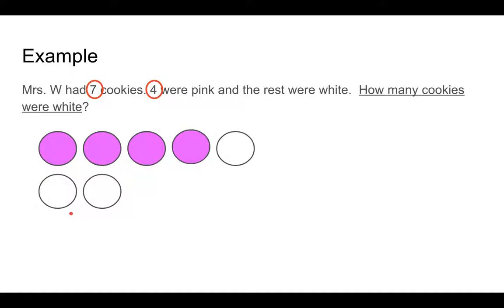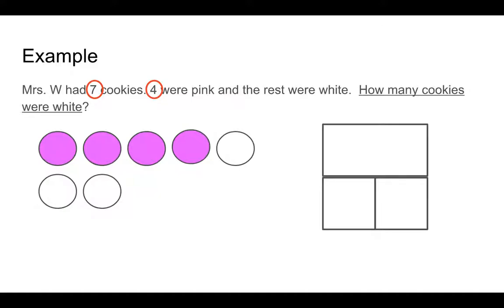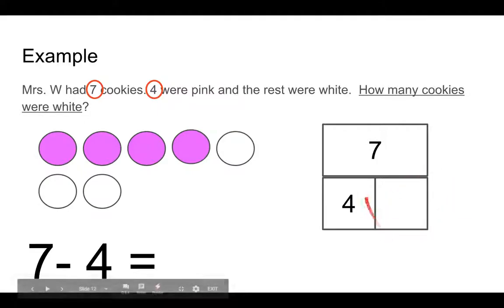Let's take a look at how we could solve that using a part-whole box. So again, we're thinking about with the part-whole box, we want to know, okay, what do we have? Do we have a part or a whole? In this case, we know that 7 is the whole. That's how many cookies we have total. So that's going to go up here in the box for the whole. Then we know that 4 of those were pink. So we put 4 in the part that we know. Now there's a missing part here. So you can use whatever strategies you want with part-whole boxes to figure out what that missing part is.